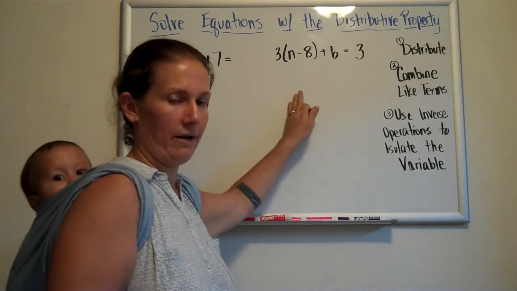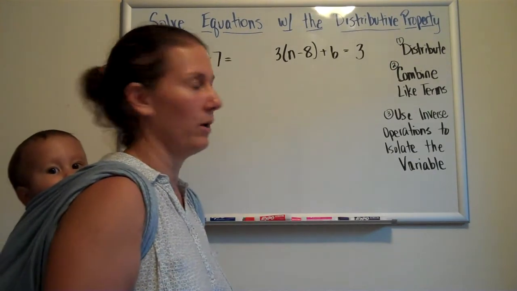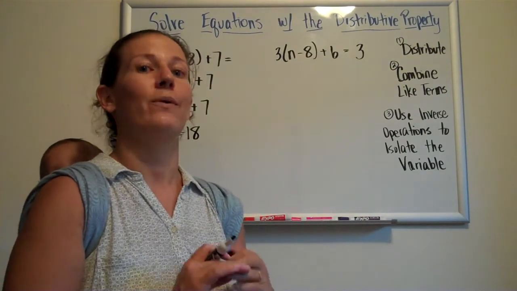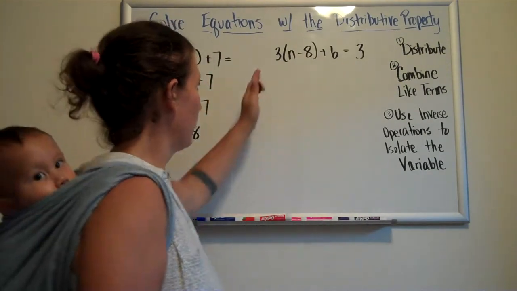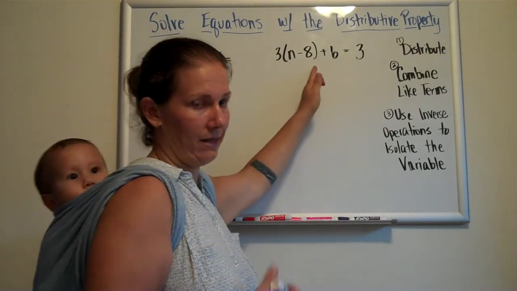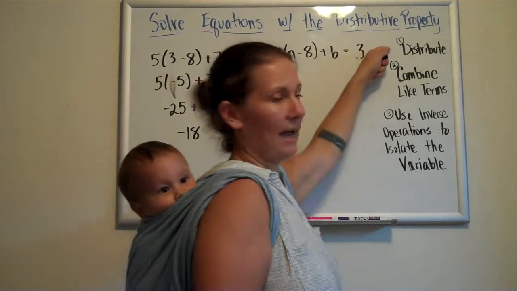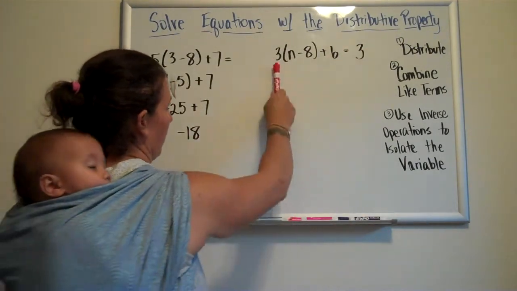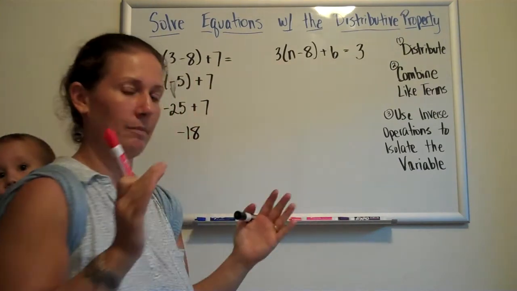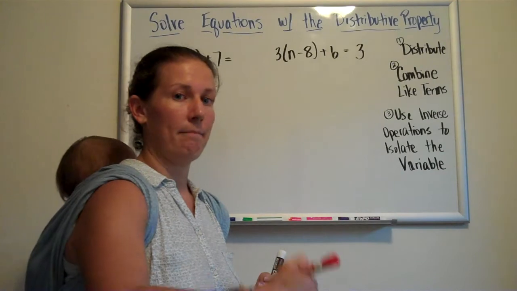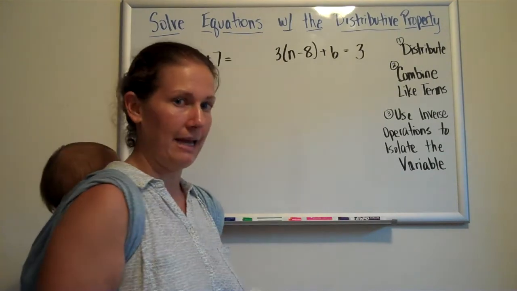Over here, we have a variable. So the first thing I want to look at are those parentheses, or those grouping symbols, and I want to figure out how do I get rid of those. Well, the only way we can get rid of them, since I cannot combine n minus 8, they're not like terms, I'm going to have to distribute. So when I distribute, it means I'm going to take this value out here, and when it's jammed up against those parentheses, it means multiply. I'm going to multiply the 3 by both the n and by the negative 8.